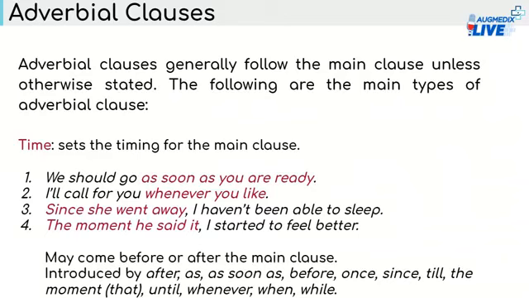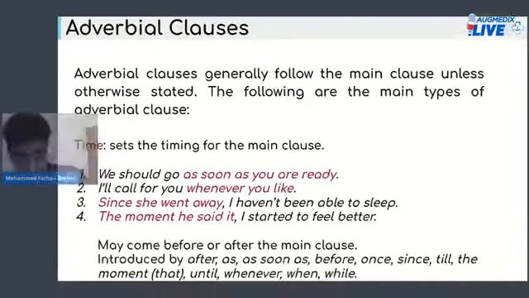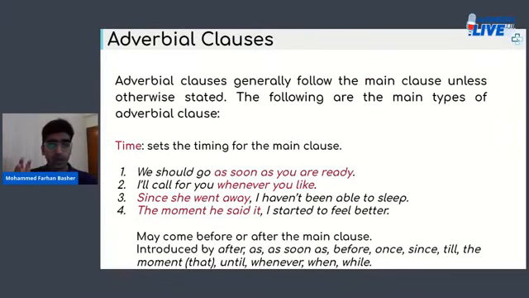Adverbial clauses that talk about time are introduced by after, as soon as, before, once, since, till, the moment that, until, whenever, when, while. All right? So, do you remember our discussion on dependent and independent clauses? No worries if you don't. Well, a sentence can be made up of two clauses, one of them being an independent clause, the other being a dependent clause.